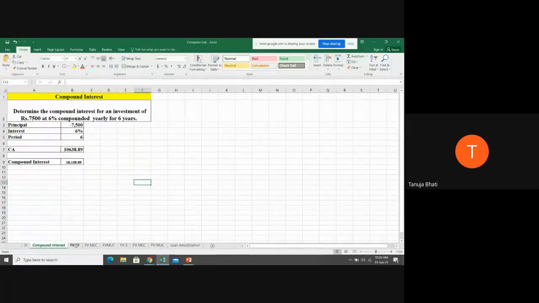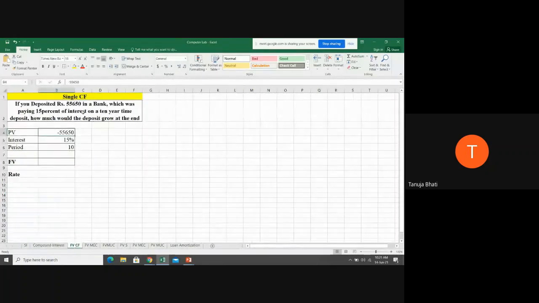Now, let us proceed ahead. Let us calculate the future value of a single cash flow. What you have to do is write this data in the cells. So suppose you deposited rupees 55,650 in a bank, which was paying 15% interest on a 10-year term deposit, how much would the deposit grow to at the end? So again, the present value is 55,650, the interest is 15%, and the period is 10.